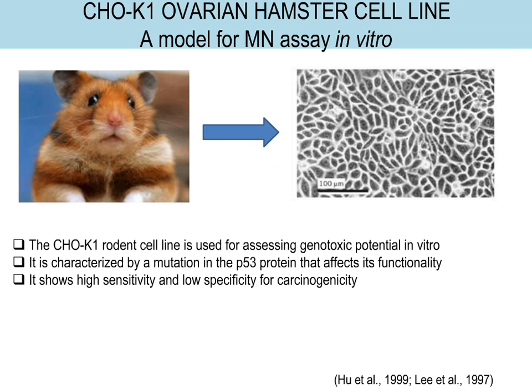The micronuclear assay is performed on the CHO-K1 Chinese hamster ovary cells. Those cells are very particular since this rodent cell line is used for assessing genotoxicity potential in vivo. It is characterized by a mutation in the p53 protein that affects its functionality. It shows high sensitivity and low specificity for carcinogenicity.